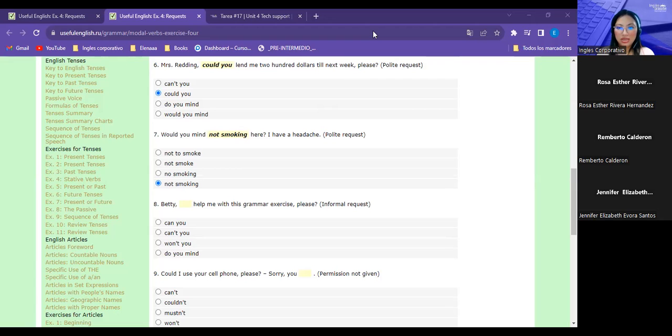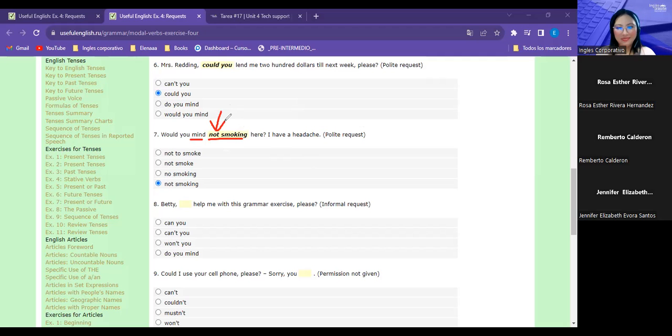Muy bien. No smoking y not smoking. No smoking. Acá sería una advertencia de no fumar. No fumar. Pero acá, si se fijan, la intención es que la persona no lo haga. Not smoking. Es una negación que acompaña al verbo mind. Would you mind not smoking, o sea que la persona no haga la acción de fumar. No sé, no sé cómo.